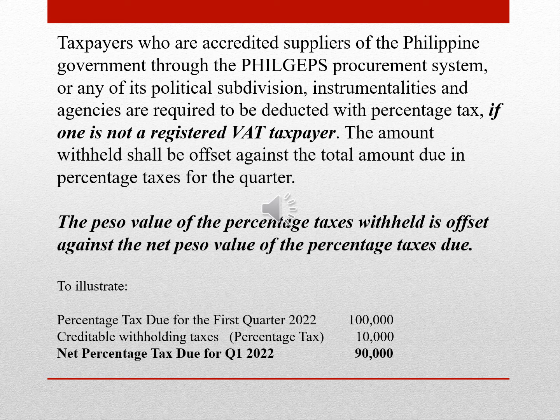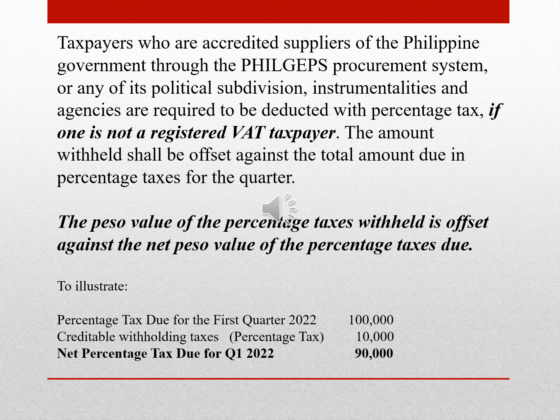Taxpayers who are accredited suppliers of the Philippine government through the field jobs procurement system or any of its political subdivision, instrumentalities, agencies, and are required to be deducted with percentage tax if one is not a registered VAT taxpayer. Ano ibig sabihin nun? Kasi if you're an individual, you're either a percentage taxpayer or a VAT taxpayer. Now, what makes the distinction? Taxpayers who have a gross annual sales, receipts, or revenue of 3 million and below shall be a percentage taxpayer.